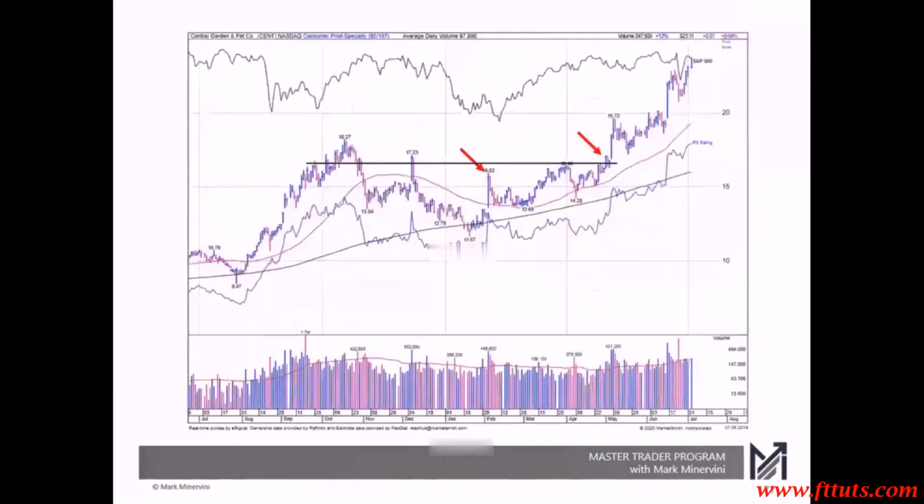Take a look here. Central Garden and Pet, CENT. This is one nice big setup here. I mean, again, this looks like this could be so many of the other stocks we looked at. Almost identical. This right side is amazing on how it looks like so many of the previous stocks.